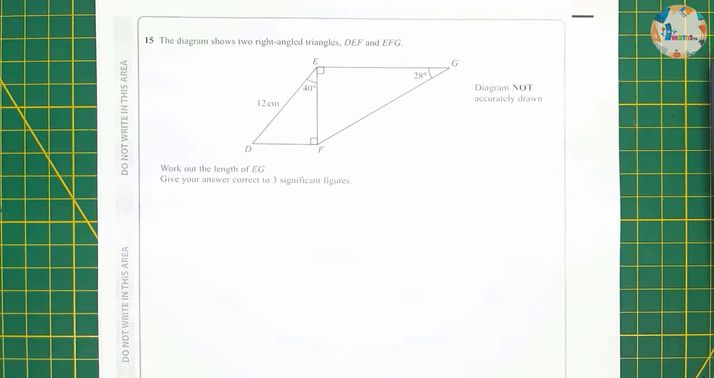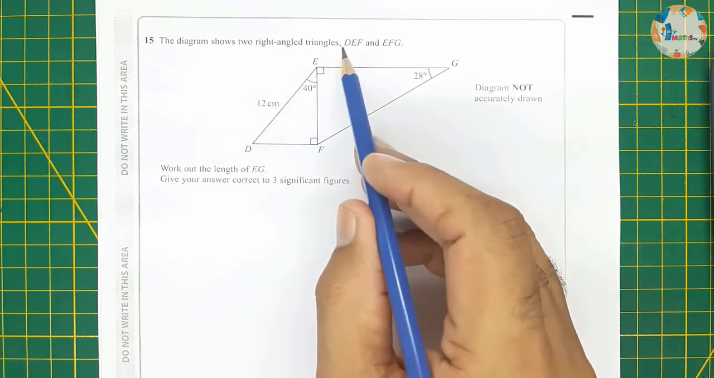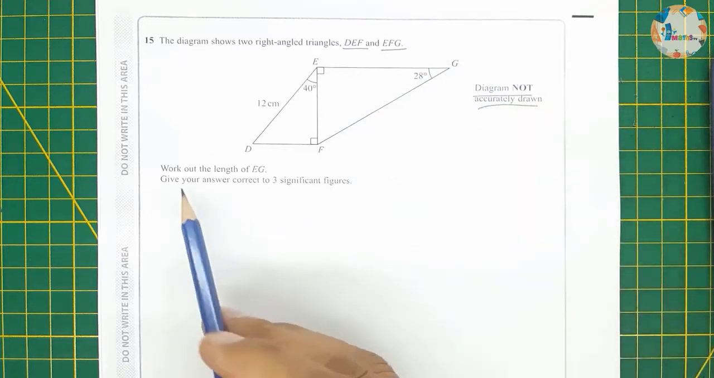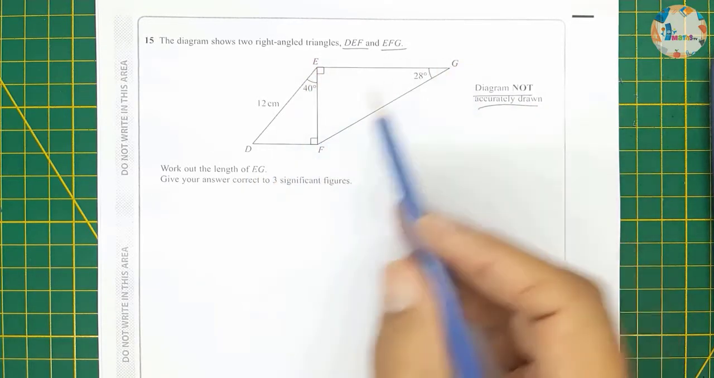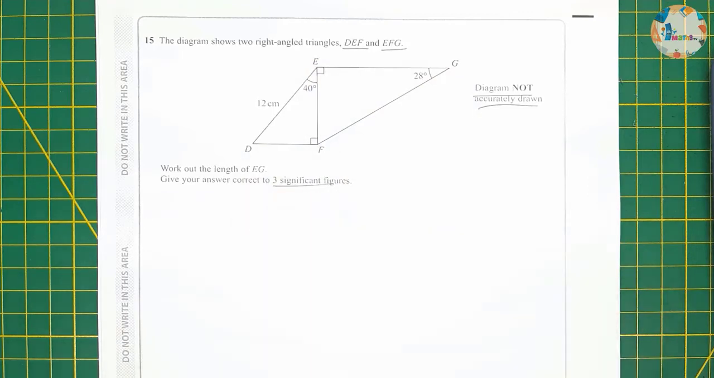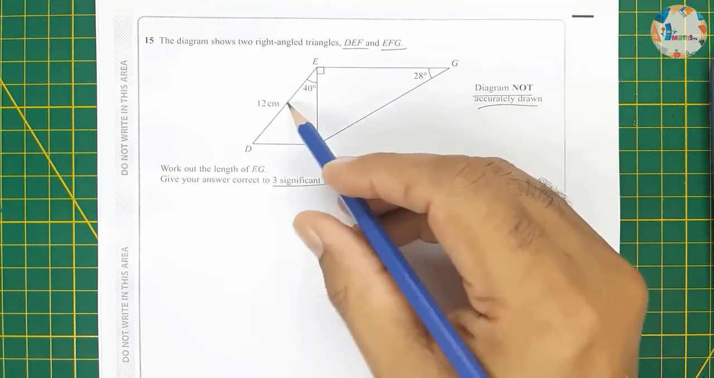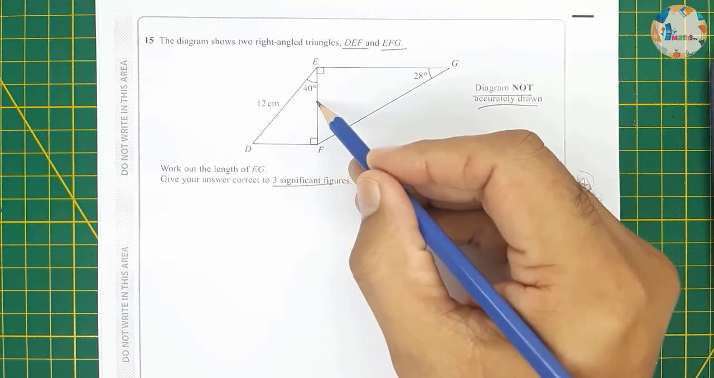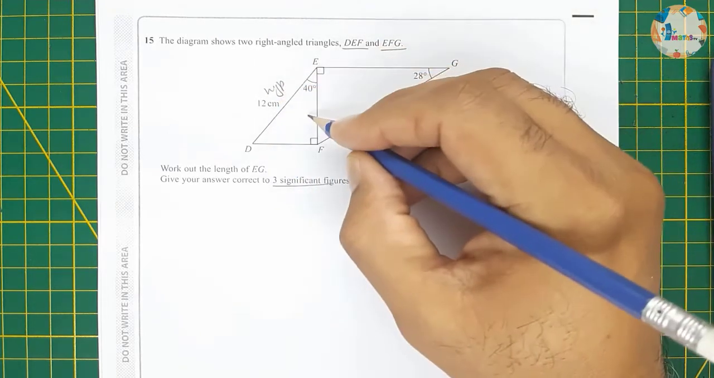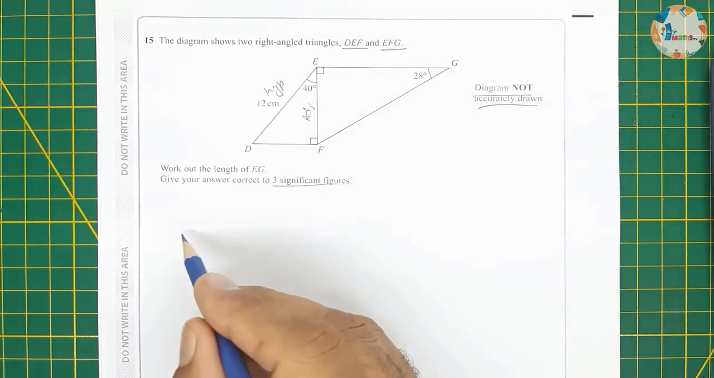Question number 15, the diagram shows two right angled triangles DEF and EFG. This diagram is not to scale. Work out the length of EG. We have to calculate EG. Give your answer correct to three significant figures. So first of all, these two are right angle triangles. This is right angle. So this will be adjacent and this will be hypotenuse in this triangle. So we'll take adjacent over hypotenuse.